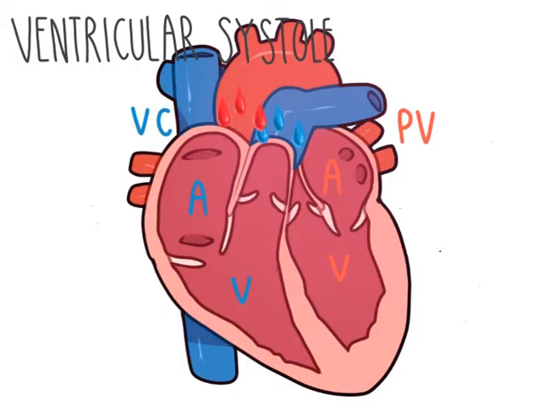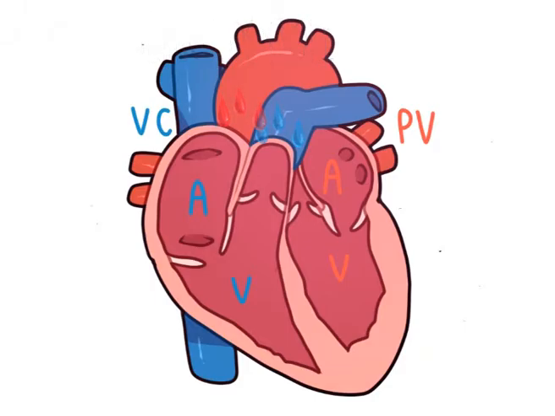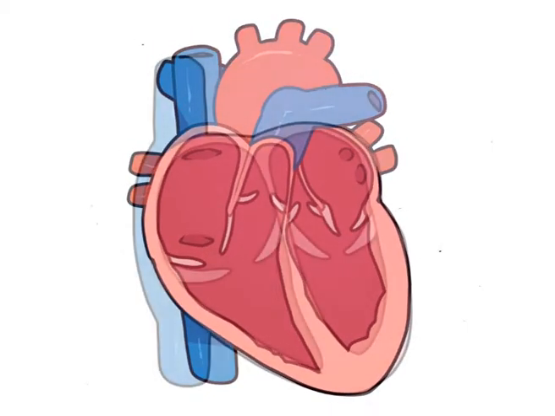The pressure is now higher in the pulmonary arteries and the aorta, forcing the semilunar valves to shut. The cycle then goes back to the diastole stage, and the process begins again. In order for the atrium and ventricles to contract, waves of excitation must be conducted around the heart.